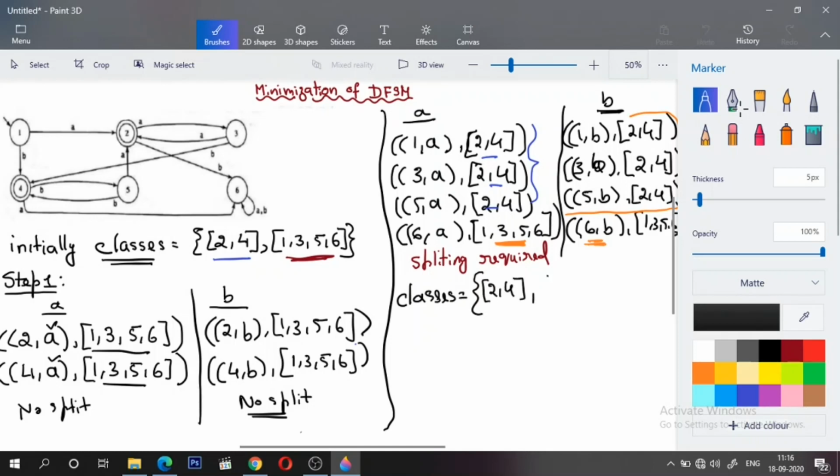Then 1, 3 and 5 remain together and 6 comes out, right? So 6 was separated from the class of 1, 3, 5 and 6, because it made a transition to a different class compared to the 1, 3 and 5, right? So this is the value of classes after step 1.